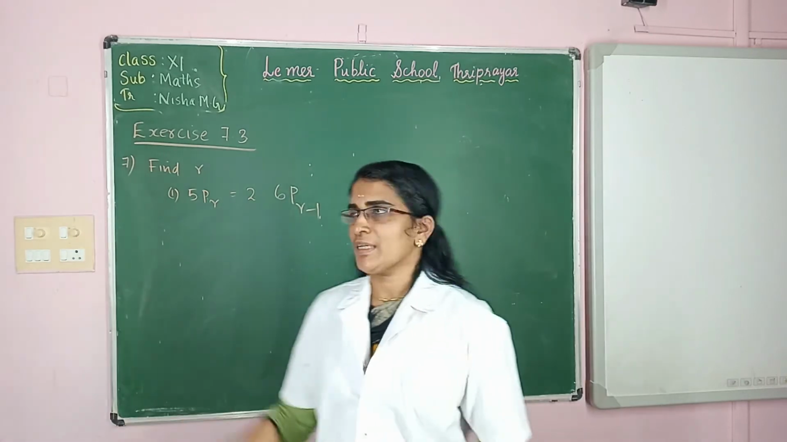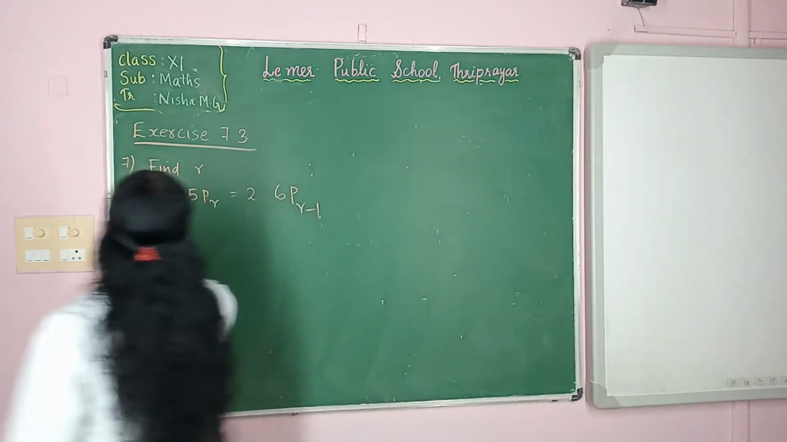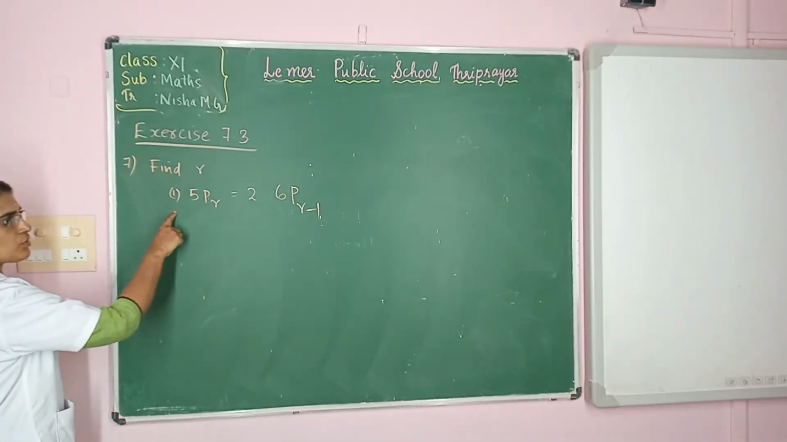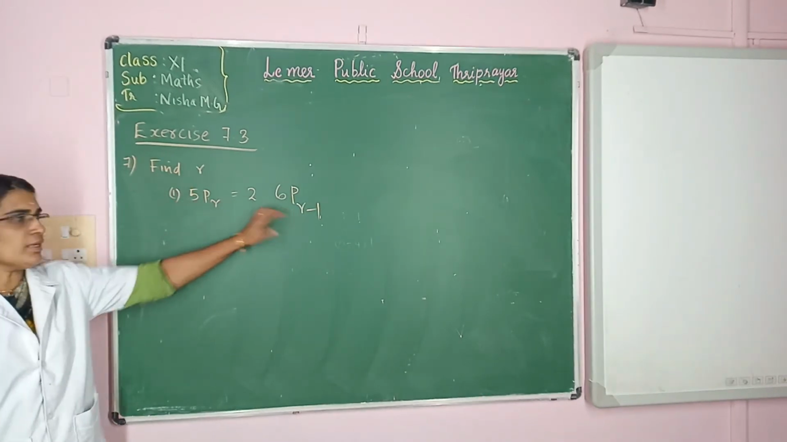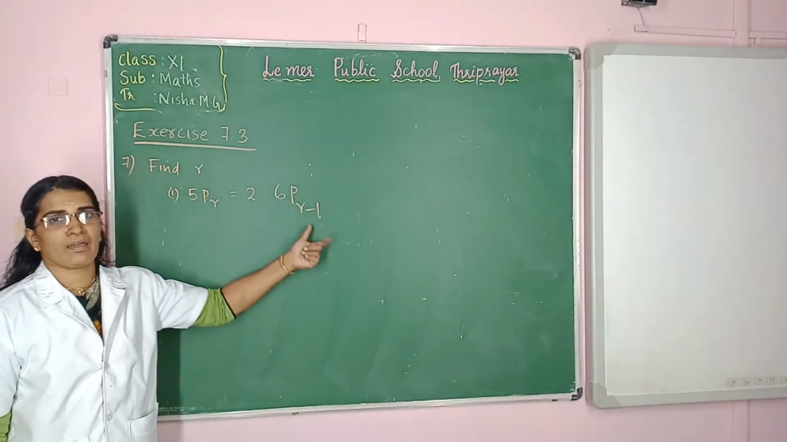Children, let us do one more question like this. The question is written here: find r. In question number 7, there are two questions, but we are going to do this question only here. Now we have to find the value of r. One condition is given: 5Pr is equal to 2 into 6P(r minus 1).